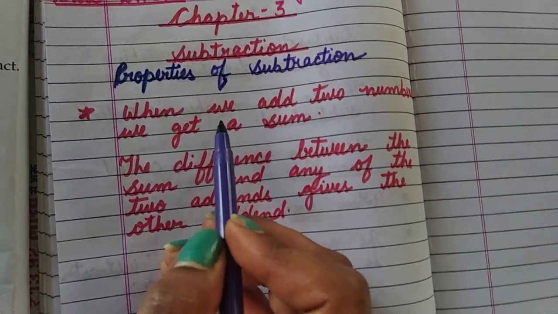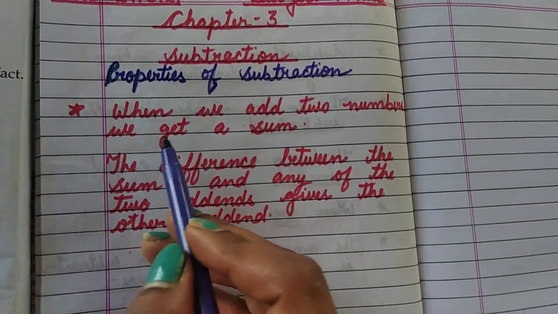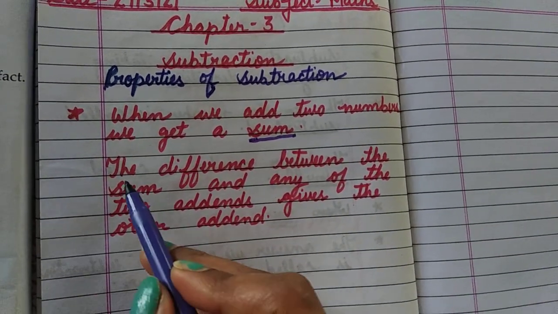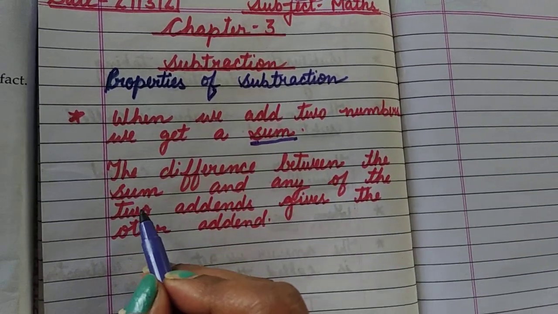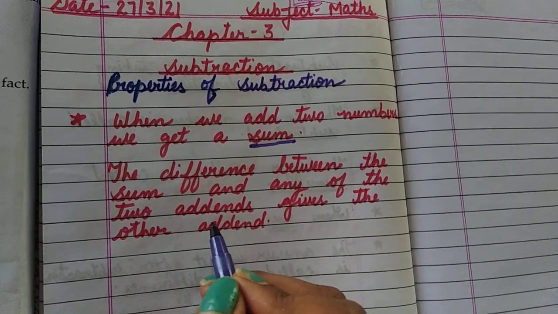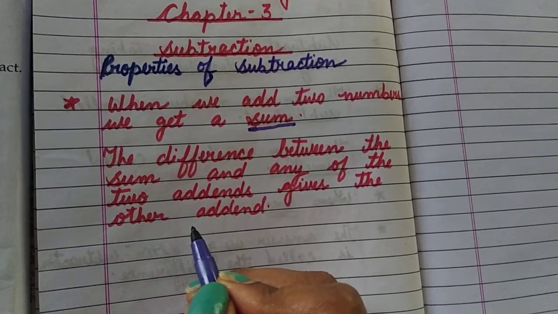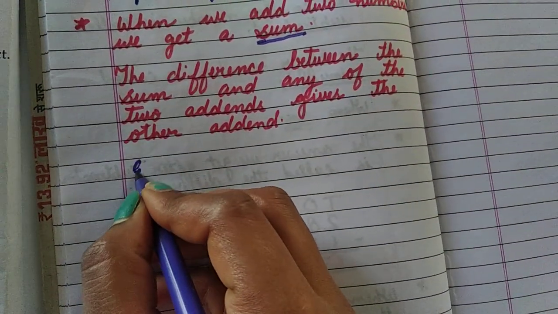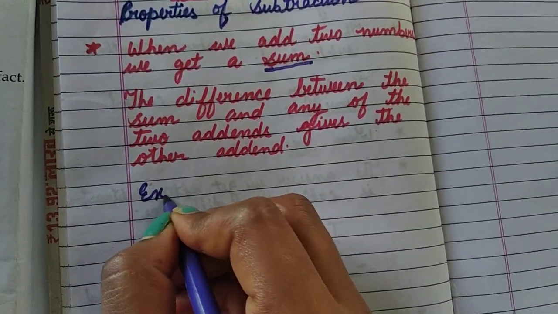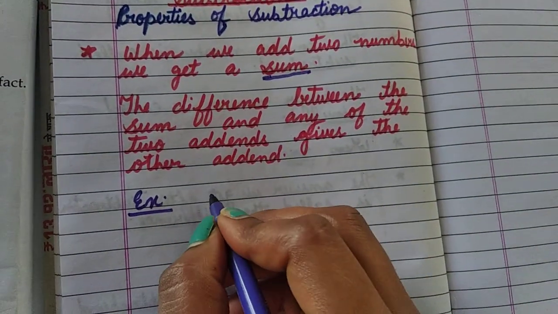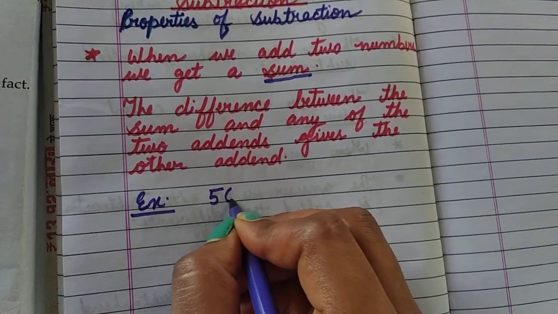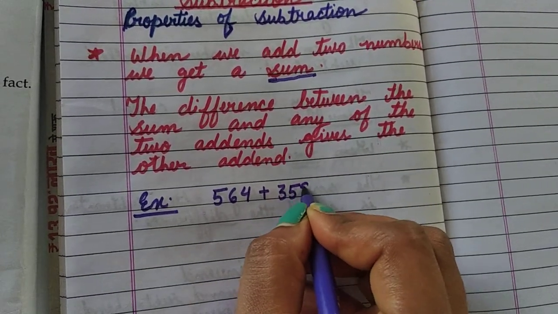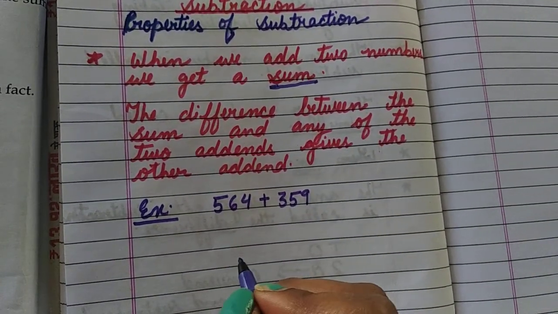When we add two numbers, we get a sum. And the difference between the sum and any one of the two addends gives the other addend. Let me show you an example. Like we take two numbers, 564 plus 359. So what answer do we get?